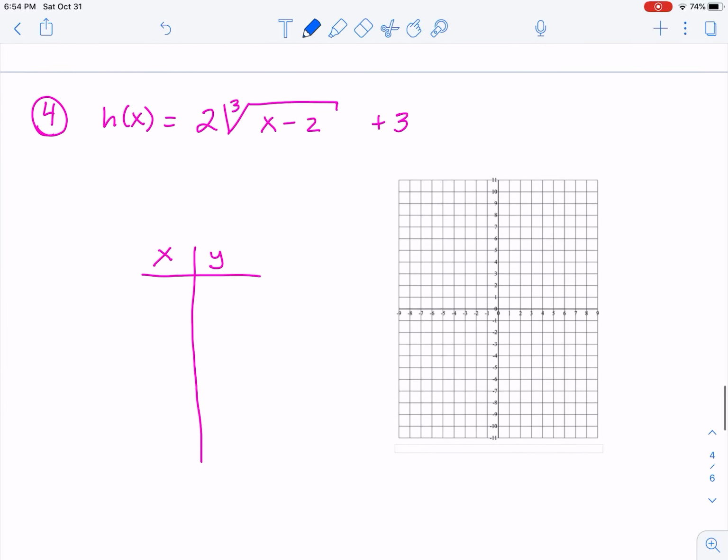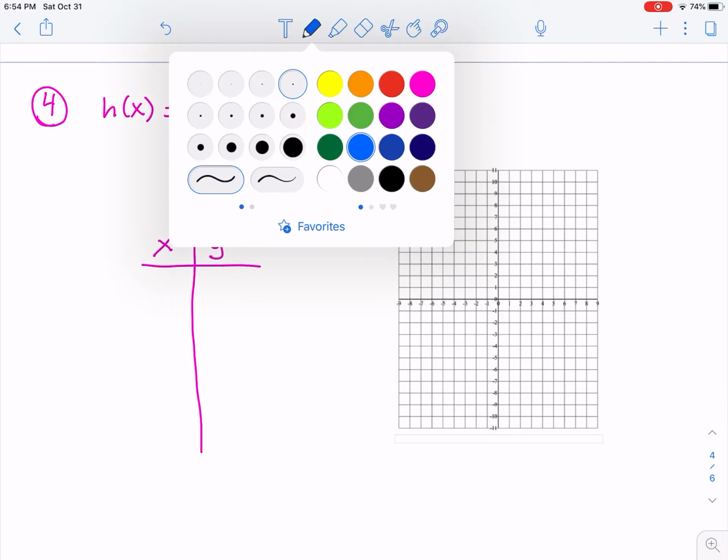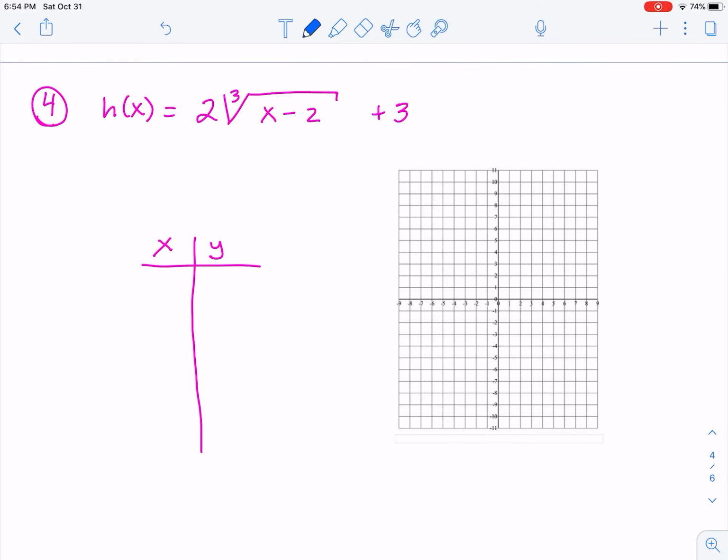So let's apply that with the transformations. Notice h of x equals 2, actually, I'm going to go blue, 2 cubed root of x minus 2, plus 3. All right, what's the parent function? The parent function, y equals cubed root of x.